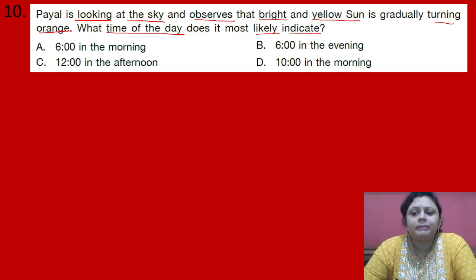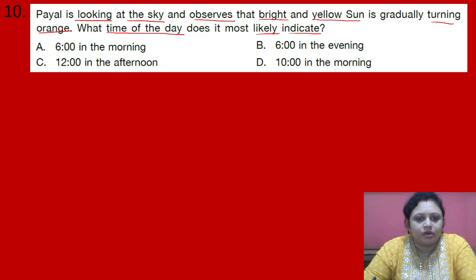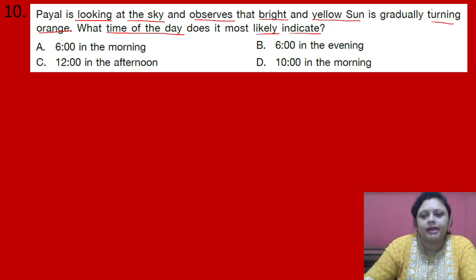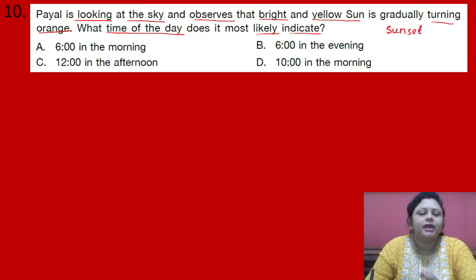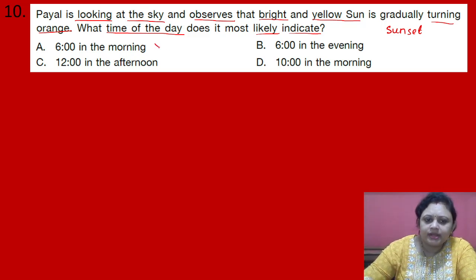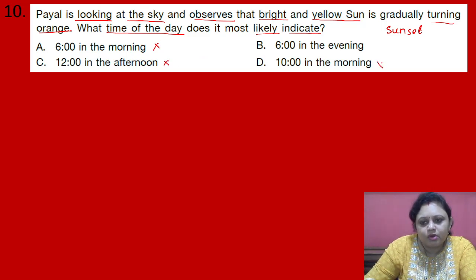Bright yellow, but gradually it is turning to orange. That means the sunset timing is nearby, right? So if it is changing from bright yellow to orange color, the time of sunset is nearby. And what is the time around which sunset occurs? Yes. Is it 6 in the morning? No. Is it 12 in the afternoon? No. Is it 10 in the morning? No. So 6 in the evening.